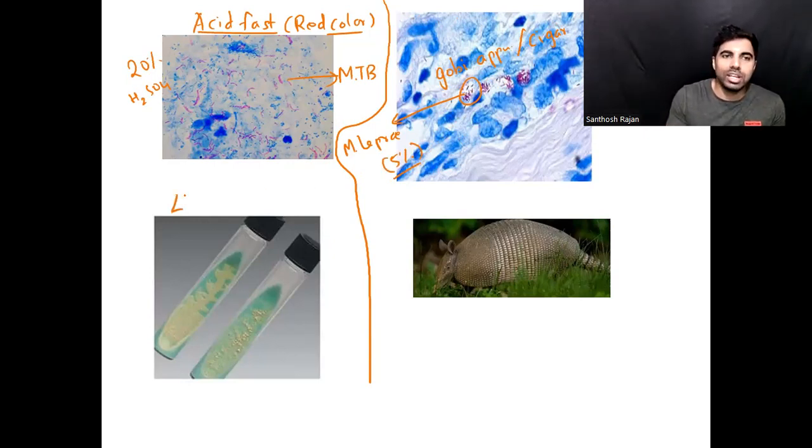So this is an LJ media. If you see a blue color, this rough, tough, buff quality growth on LJ media, that is for, again, Mycobacterium tuberculosis. It is a selective media for Mycobacterium culture, we call it LJ media. This is the 9-banded armadillo.